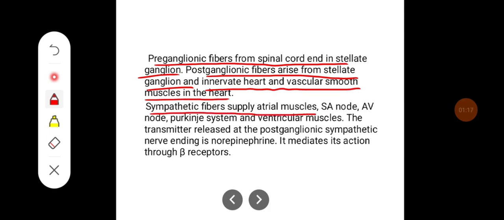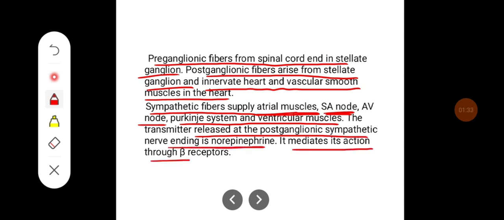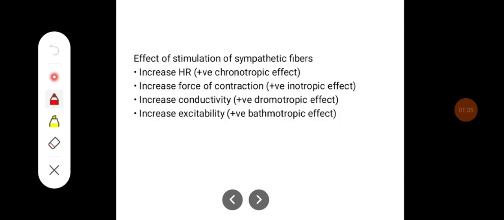Sympathetic fibers supply atrial muscles, SA node, AV node, Purkinje system, and ventricular muscles. The transmitter released at the postganglionic sympathetic nerve ending is norepinephrine. It mediates its action through beta receptors.